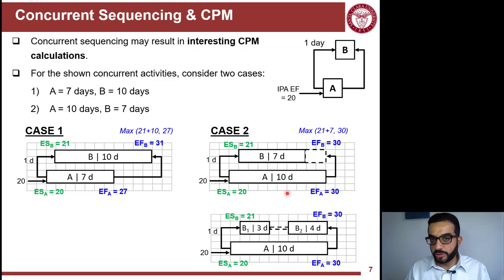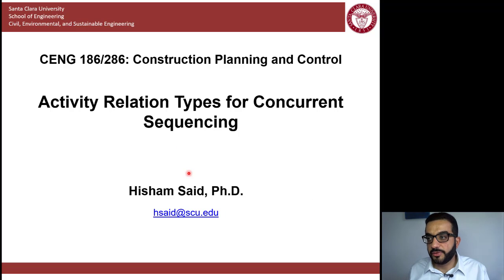So that's a balance. Do you start late and keep the continuity of the crew, or do you start early, have some slack or float in the middle, and then continue after that? That's a side decision to be made. But again, you have to be careful when using concurrent sequencing. When you use start to start and finish to finish together, expect that CPM calculations will be done a little differently than what we have seen in the simple sequencing logic case.